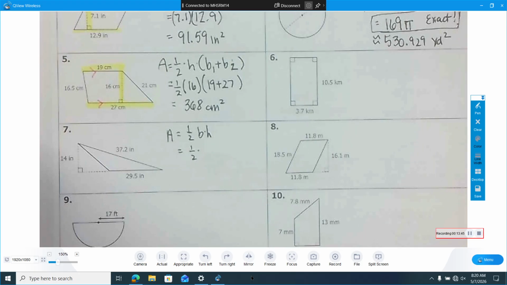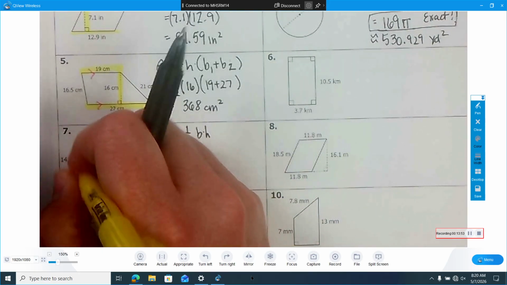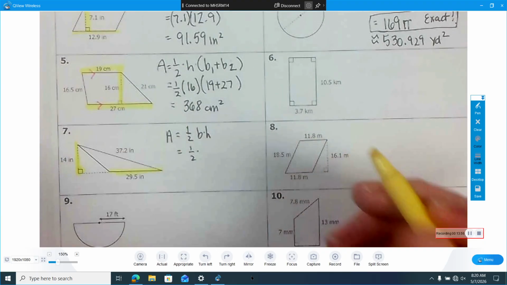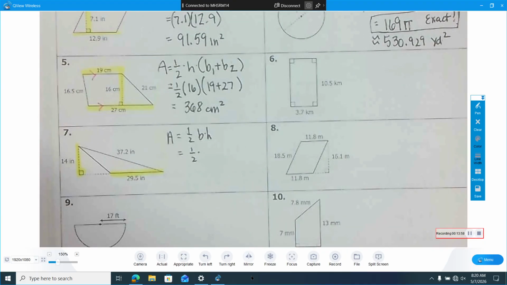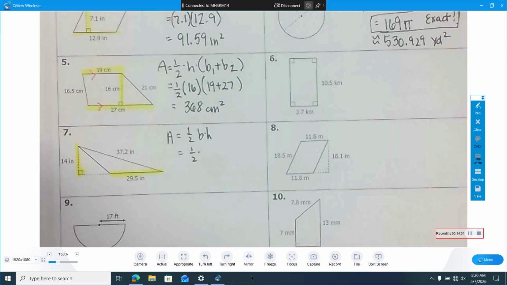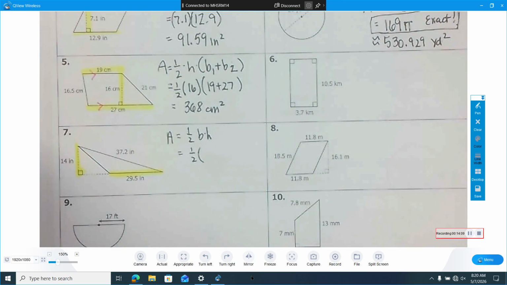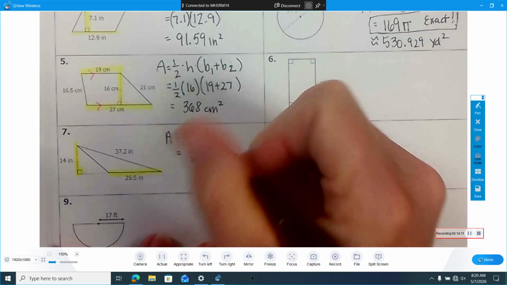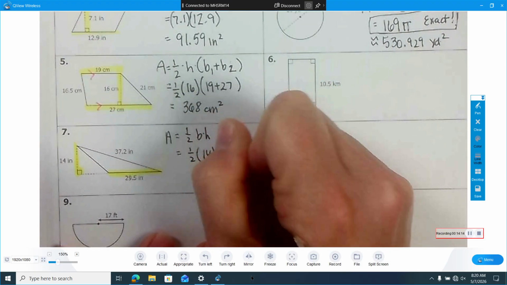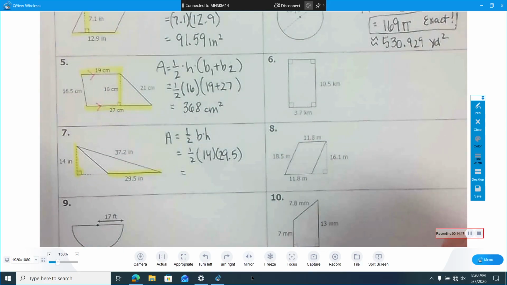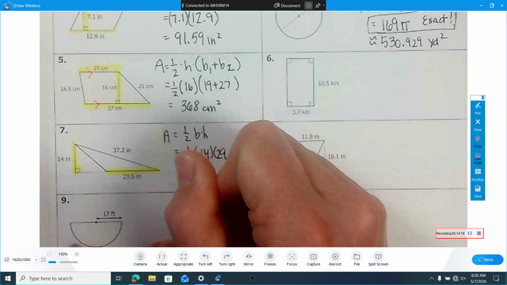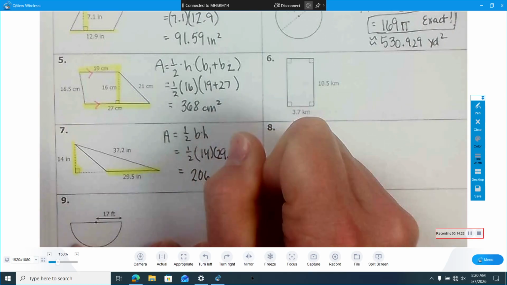So what values are perpendicular? Yeah, 14 and 29.5 are the perpendicular values. So those represent the height and the base, and that's really important that you can see that. 37.2 is a totally slanty line. We want things that are perpendicular. So 14 times 29.5 is 206.5 inches squared.